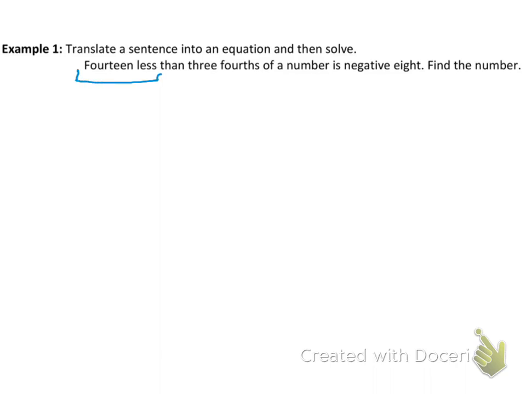You see 14 less, so what does that mean you're going to do? You're going to take -14. 14 less than 3/4 of a number. Well, if you see that keyword of, that's going to be multiplication. So 3/4 of a number, I'm going to call that number x. Okay? So then that next part, is, that's always going to mean equals -8.